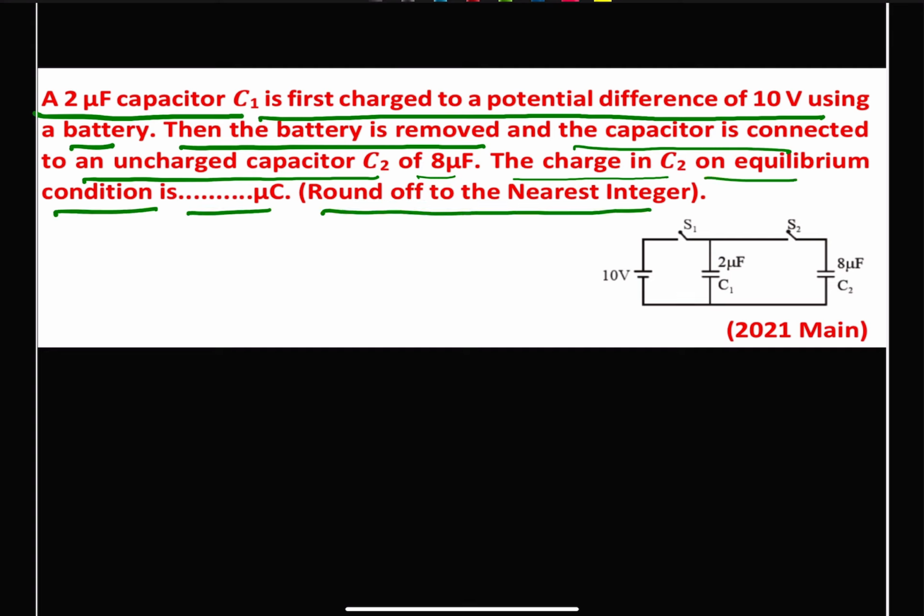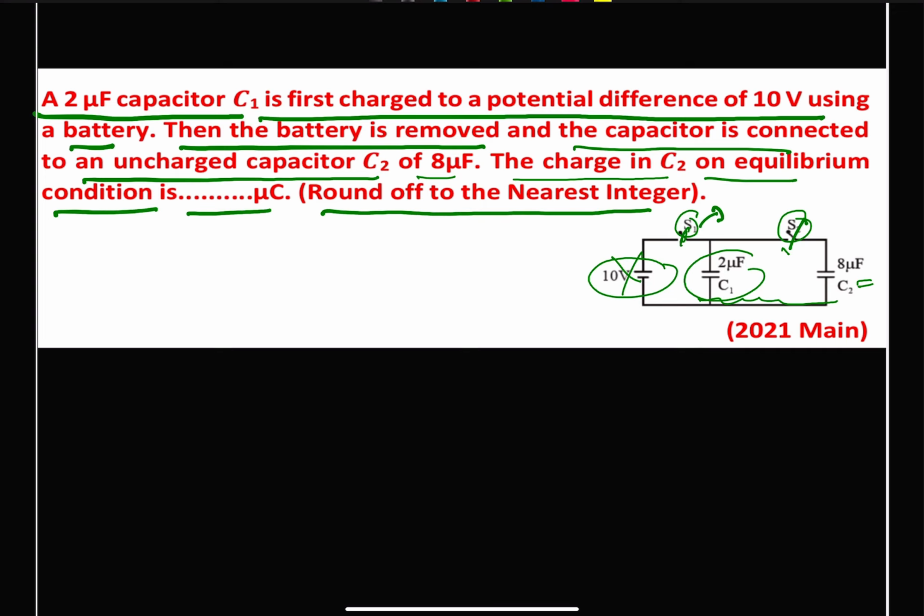We have two switches, S1 and S2. So first S1 is closed and C1 is charged to the potential of 10 volt. Then our S1 is opened and our S2 is closed. As soon as S1 is opened, battery is removed from the circuit and we have these two capacitors connected with each other. And then we have to find out what will be the charge on C2. C2 is initially uncharged. So as the battery is removed, here we can use that total charge before and after is going to remain same.